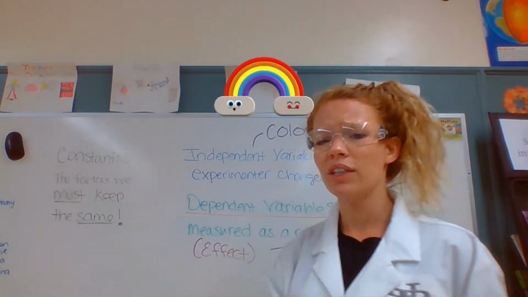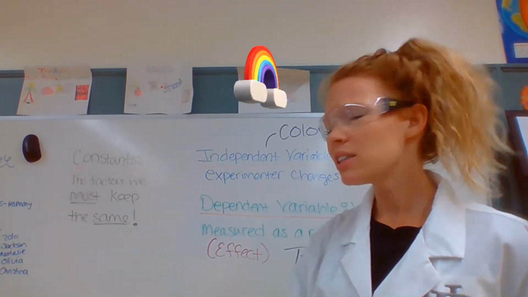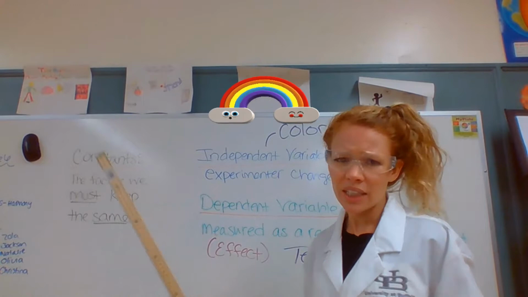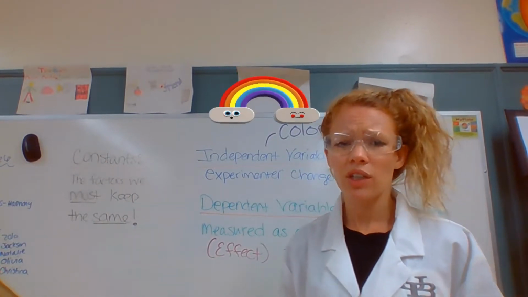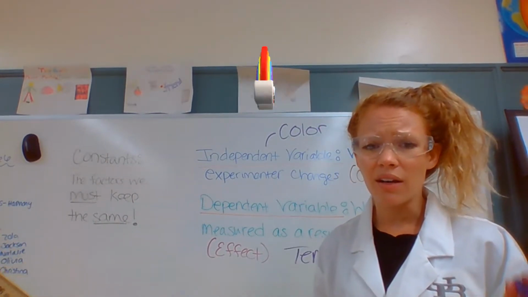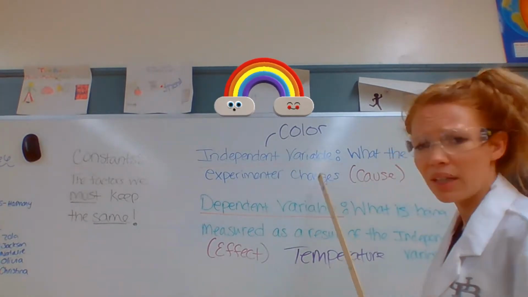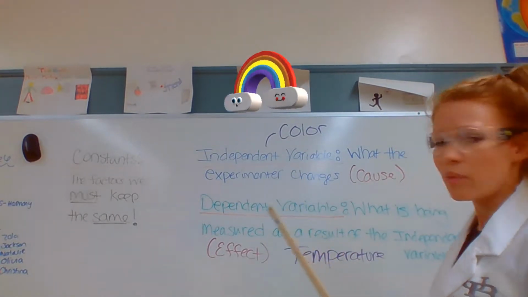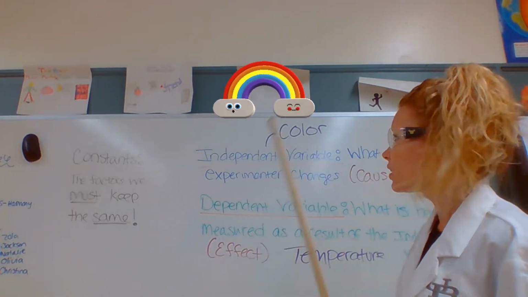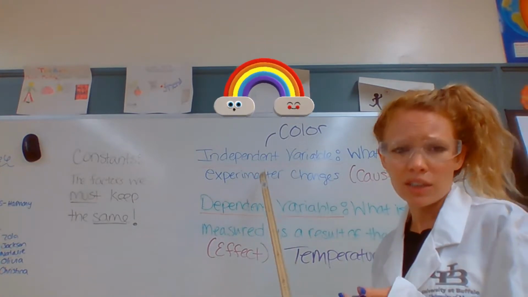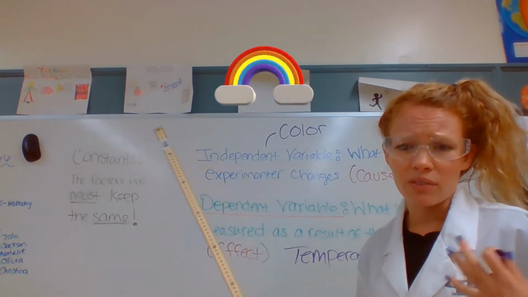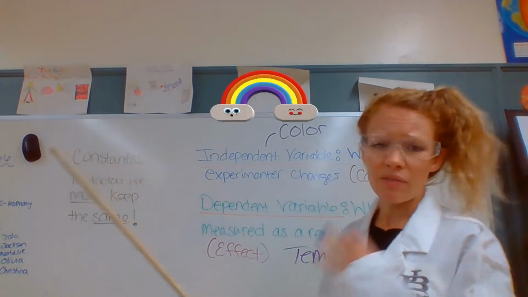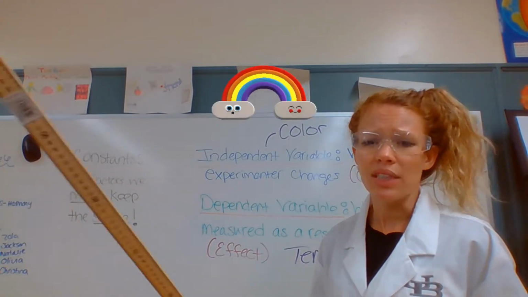Now let's come over to here to the constants. Constants are the factors we must keep the same. We should not ever change. We only change one thing in our experiment, and that is our independent variable. Now our dependent variable might change, but it would be an effect of us changing the independent, not because we ourselves have changed it. So constants, everything else in the experiment should be kept the same.